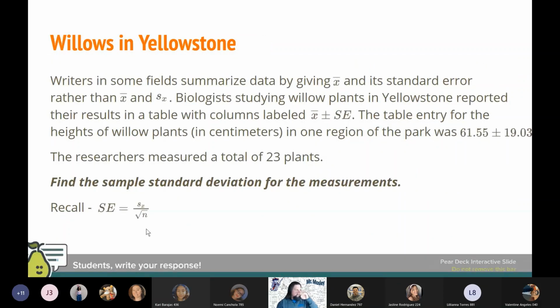All right, so here's a sample problem that we can solve using what we know from this section.